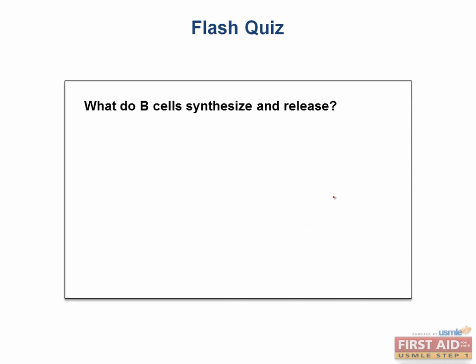Time for a flash quiz. What do B cells synthesize and release? So easy. Come on, guys. Just to keep you awake. Antibodies. Very, very good. And what's the first one that they synthesize? IgM. That's the immediate one.